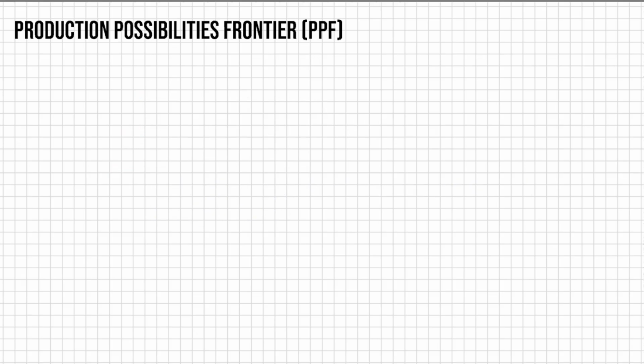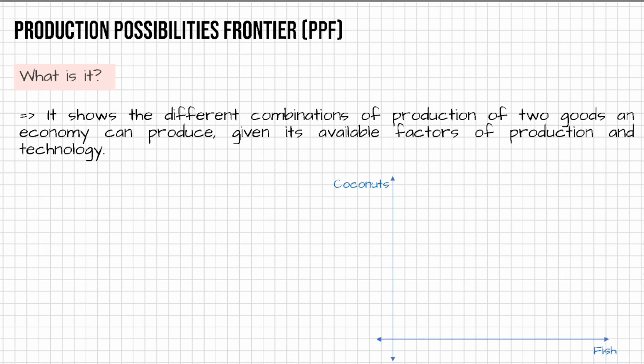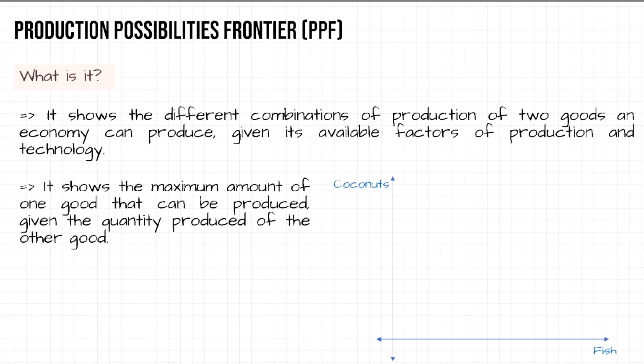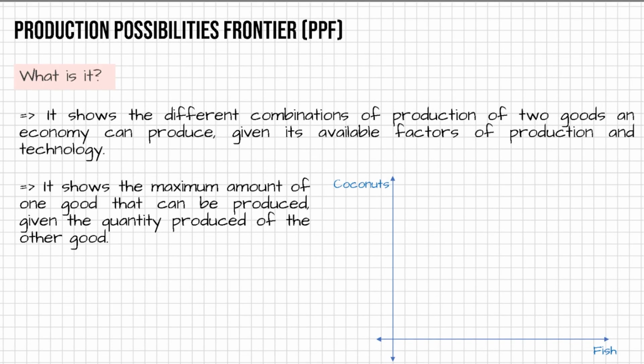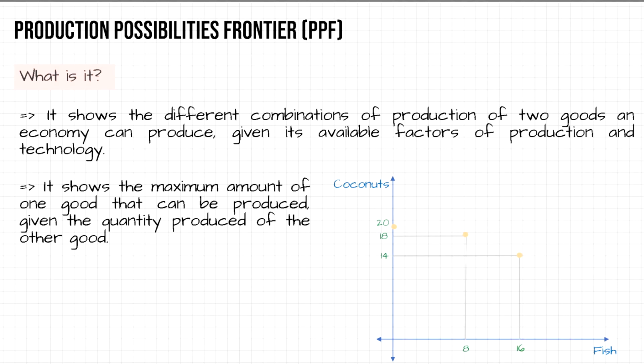Now let's define what the production possibilities frontier is. The production possibilities frontier shows the different combinations of production of two goods, coconuts and fish, that an economy can produce, given its available factors of production and technology. We can also say that it shows the maximum amount of one good that can be produced, given the quantity produced of the other good. For example, in this rudimentary economy, it's possible to produce 20 coconuts and 0 fish, or 18 coconuts and 8 fish, or 14 coconuts and 16 fish, or 0 coconuts and 24 fish. If we connect all of these points, we get the production possibilities frontier.